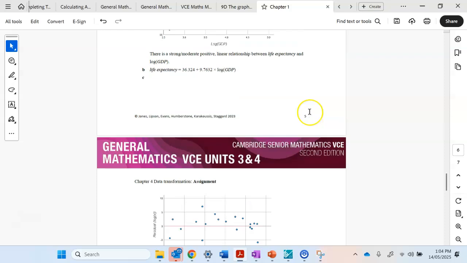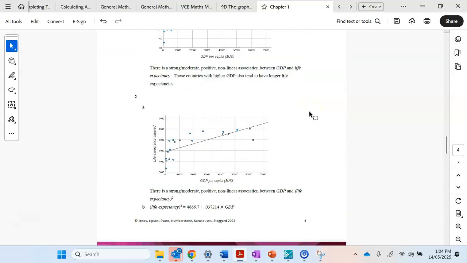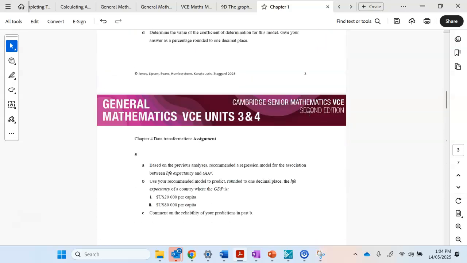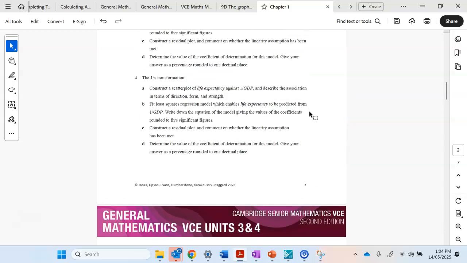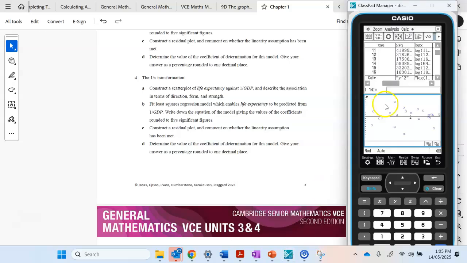All right, last one we're going to do is where are we? All right, the 1 over x transformation. So pause the video and have a go at doing it on your own. I'm not going to do it on the calculator. I'm going to show you the answers, but you need to be able to do it on your own. The process is exactly the same. The only difference is we're now looking at 1 over x.